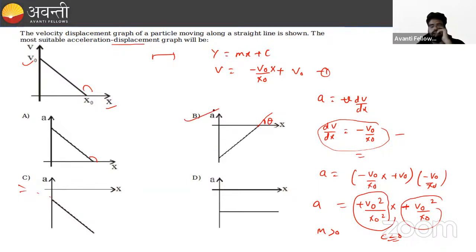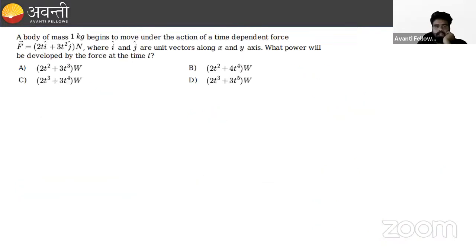Most appropriate answer is option B. In this problem, force is given and we have to calculate the power developed. We know that the power developed can be written as F dot V vector, correct?